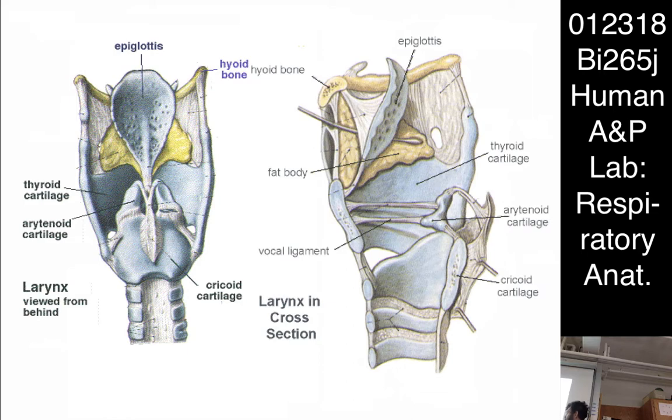Here's a cross-section of the cricoid. You can see that it's narrow in the back, much thicker in the front, like a signet ring. Not a whole lot else I'm going to talk about there. That's the larynx. I'm probably going to skip it in lecture today.